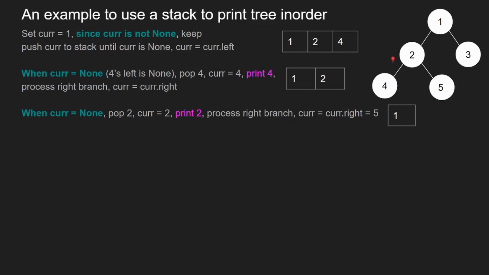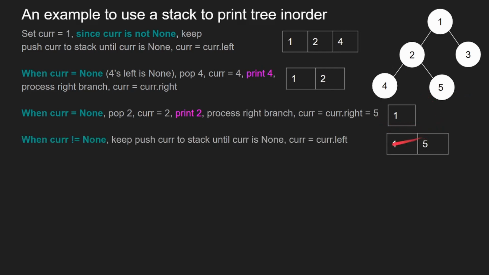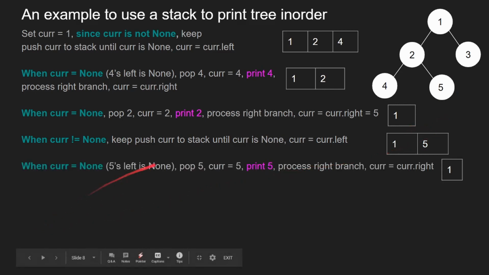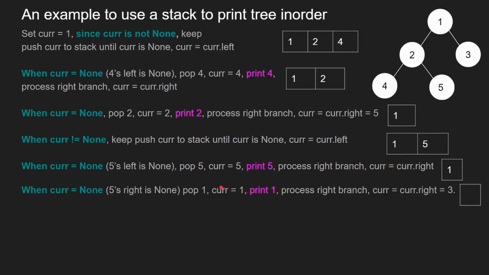So, since 2's right is 5, and it's not none, you push that to the stack, and then you look at its left, which is none. So then you stop, and then you pop 5, you make current 5, and then you print it. And then you look at its right, and since there is no right, then you pop 1, you make current point at 1, and then you print 1.